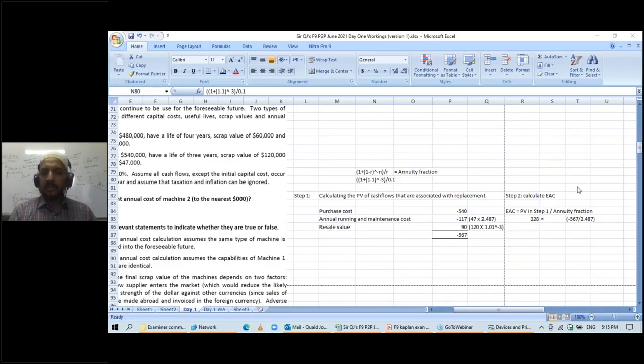The resale calculation is 120,000, which is the resale value given in the question, multiplied by, it's not 1.01, it is 1.1, the 10% factor, so it's 1.1 to the power -3. Simple.